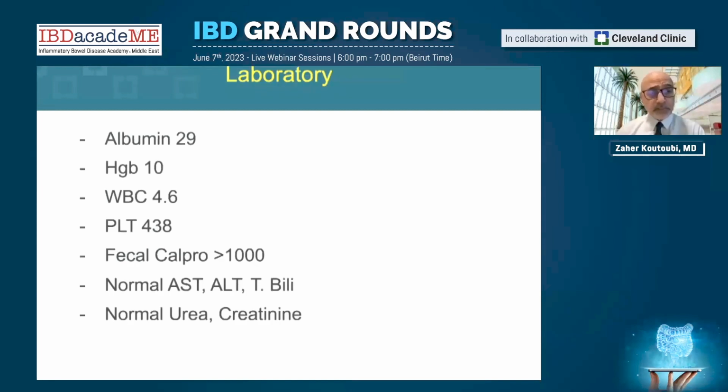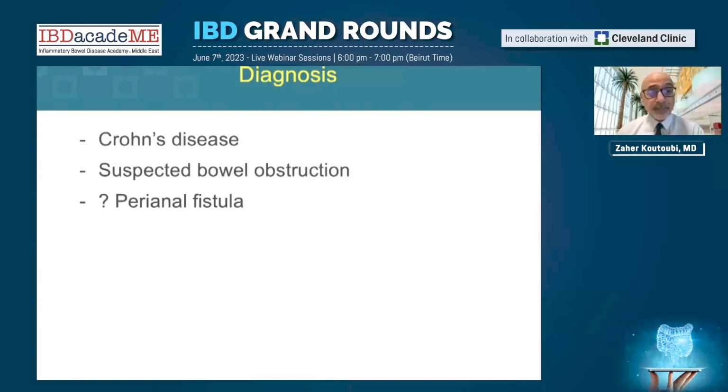Now, as with most IBD patients, he was hypoalbuminemic. Albumin was 29 with a hemoglobin of 10, white count 4.6. He had a high platelet count of 438. His fecal calprotectin was more than 1,000, and he had normal liver function tests and normal urea and creatinine.